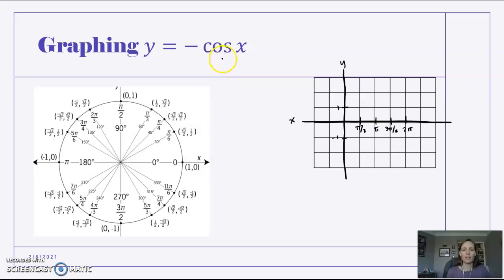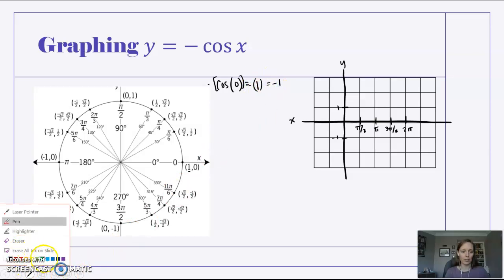And so if I'm multiplying cosine of x by a negative, then we're going to take a look at those inputs and outputs the same way we did with sine of x. So remember for cosine, when we find cosine of 0, that's here on the unit circle, but cosine is the x. So cosine of 0 is equal to 1. And so if I'm multiplying my output there by a negative, then I'm going to end up with a -1. And so the first point now is down at -1.